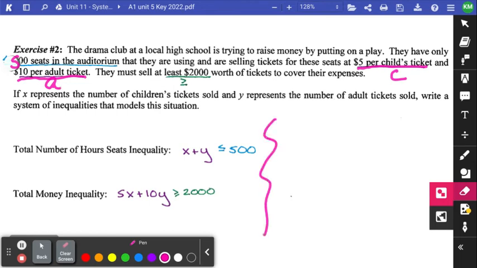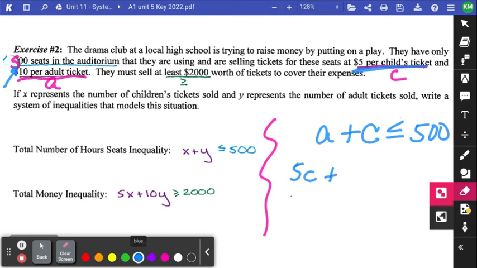So you can see my answers over on the left side, but what I'm going to do is write it using A and C because that's how I process it better. So let's take the first one. We have 500 seats in the auditorium. So adults plus children less than or equal to 500. And then $5 per child ticket, so 5C plus 10 for adult, 10A, at least 2,000.